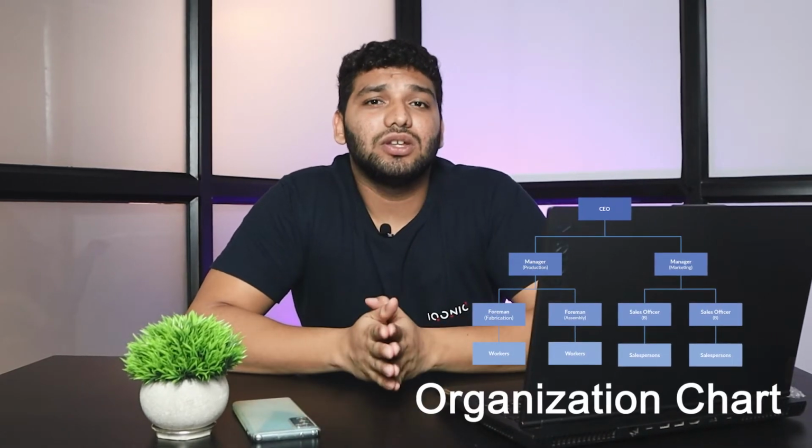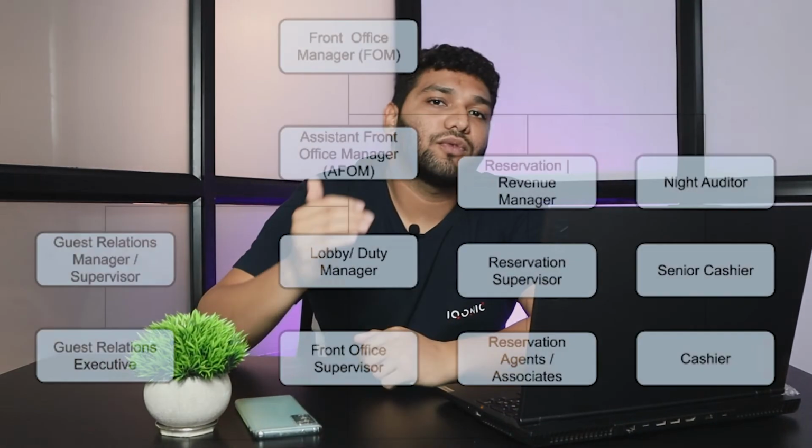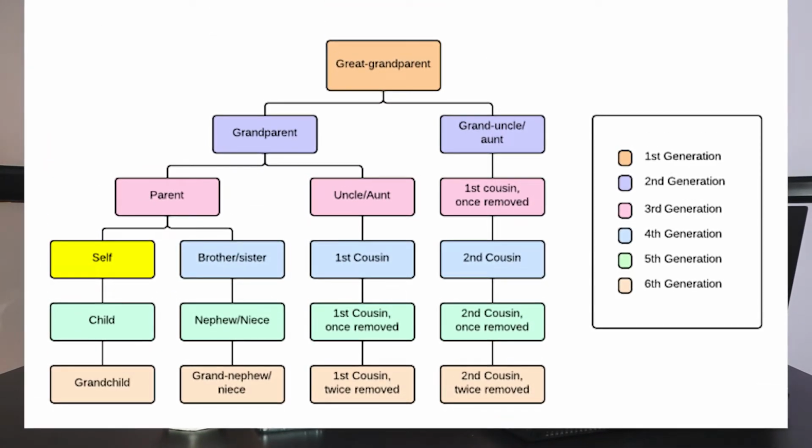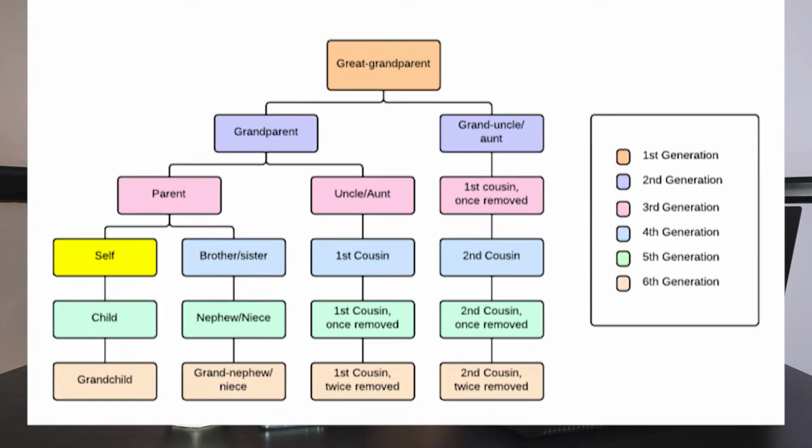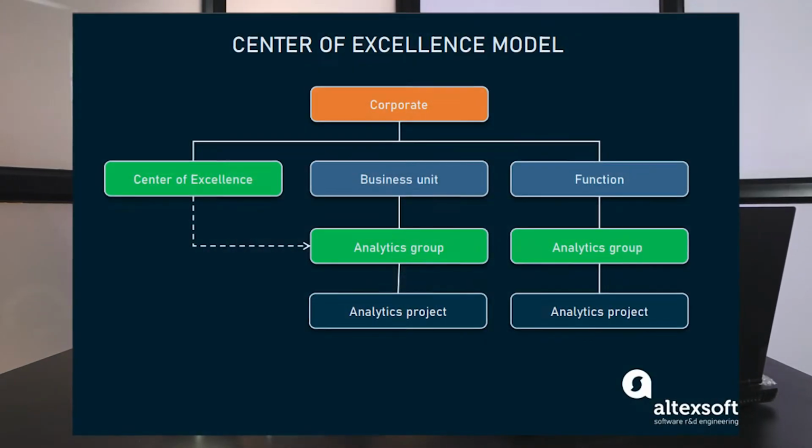The organization chart can be used to show the hierarchy in the company from the boss to the janitor, and it can also be used to show the family tree, like from your grandparents to you and your child. It can also be used in data analytics. So let's see how to customize this chart and use it in Graphina.